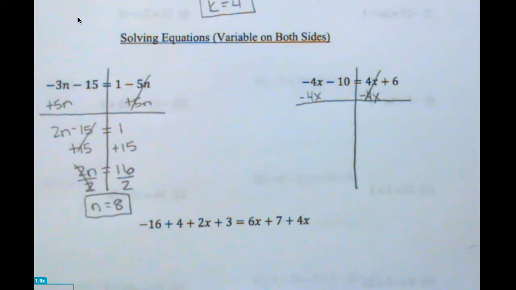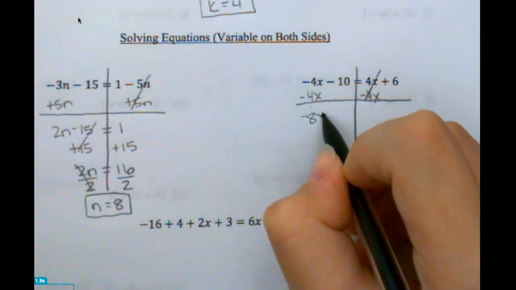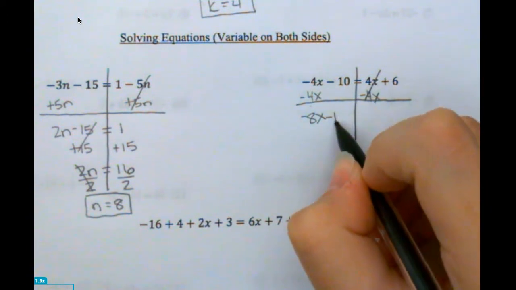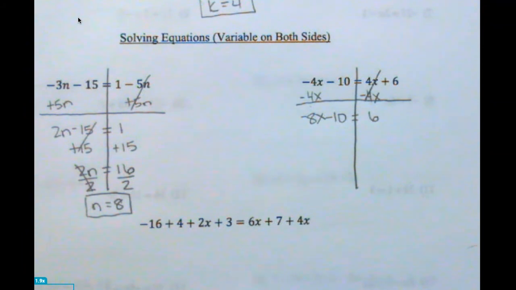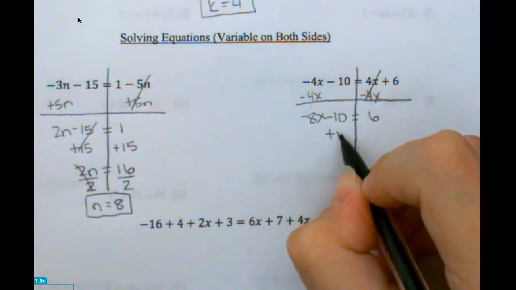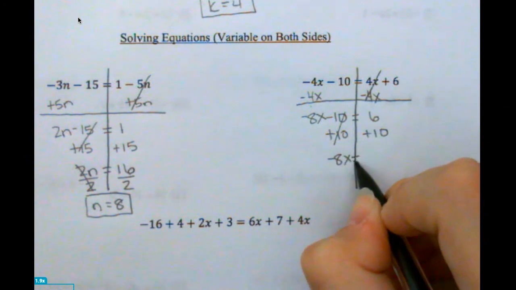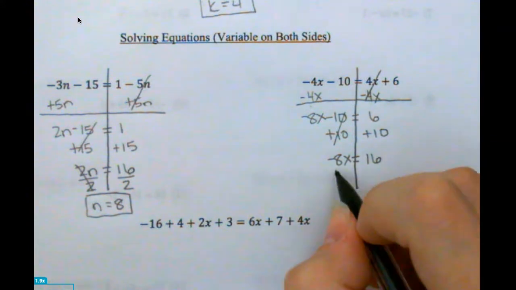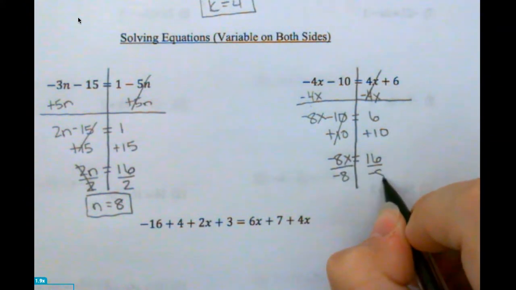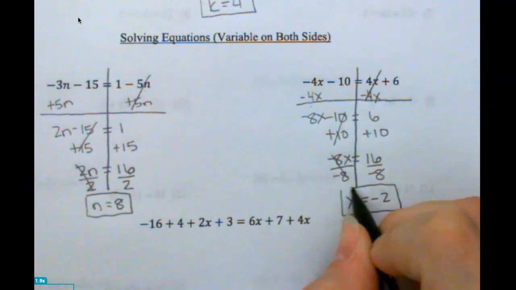These cancel to 0. And on the left, -4 and -4 give me a -8x. Be careful with your signs. Bring down the -10 and bring down the 6. Now I need to add the 10 over. So I'm going to add 10 to both sides. They cancel out, and I get -8x equals 16. And then the last step, divide by that -8 in front of the x, and I get x equals -2 as my answer. Okay.